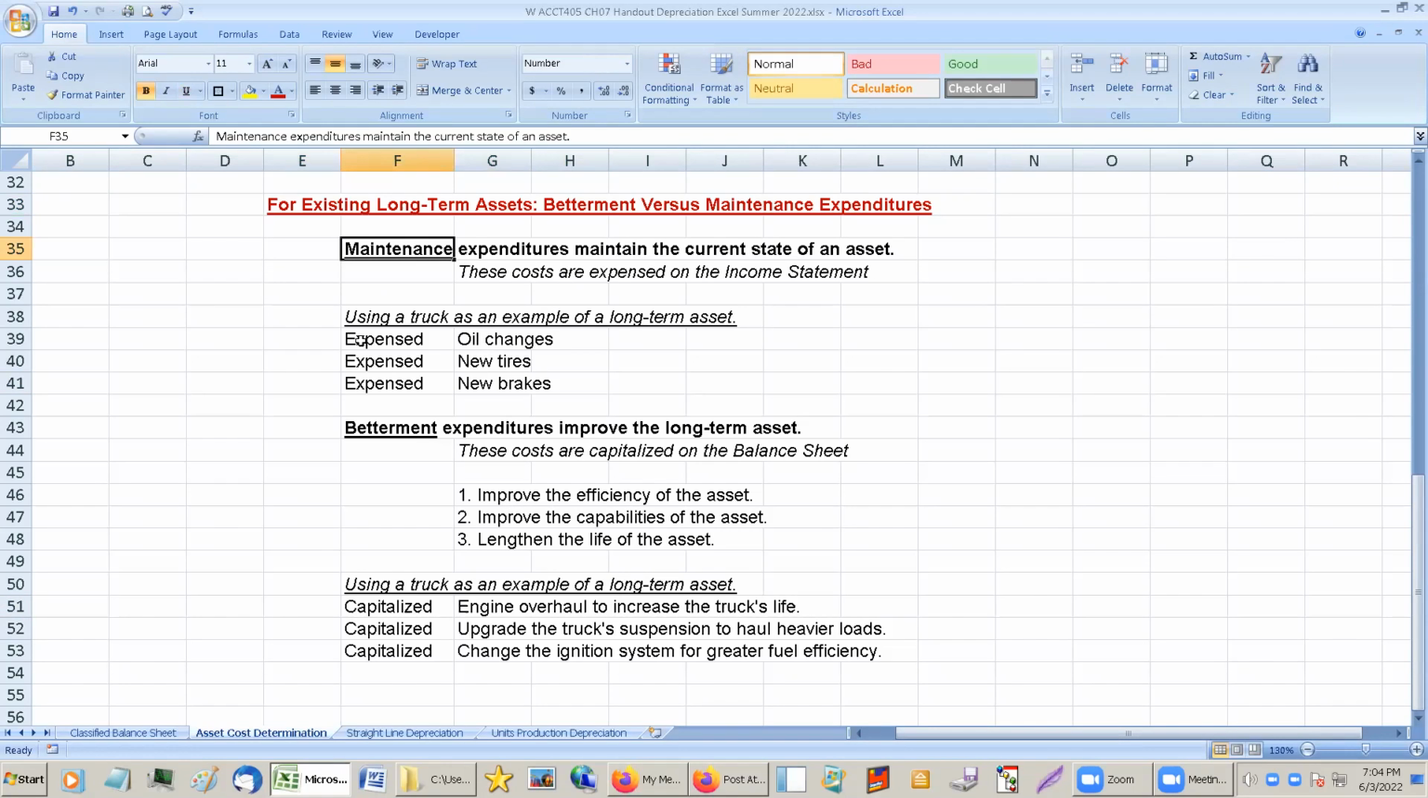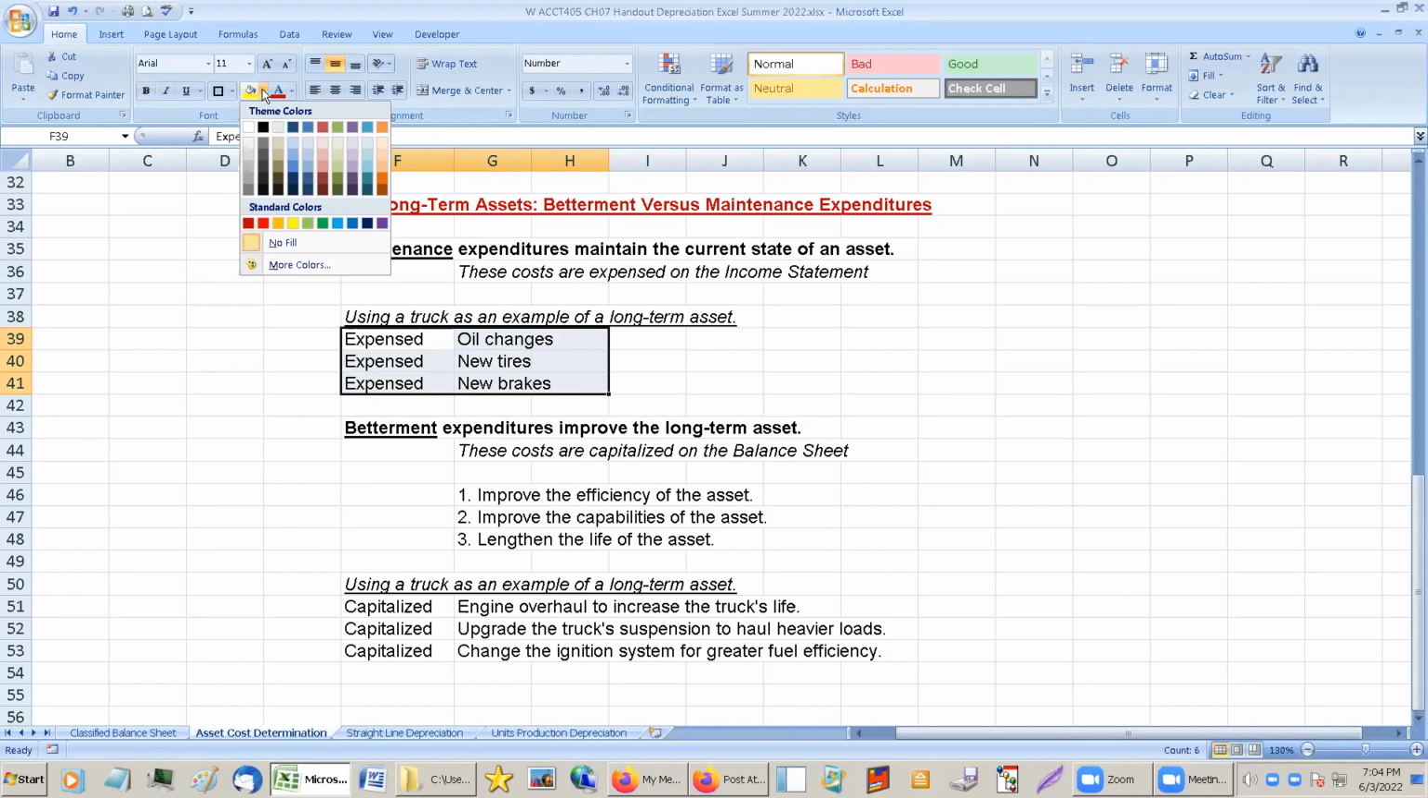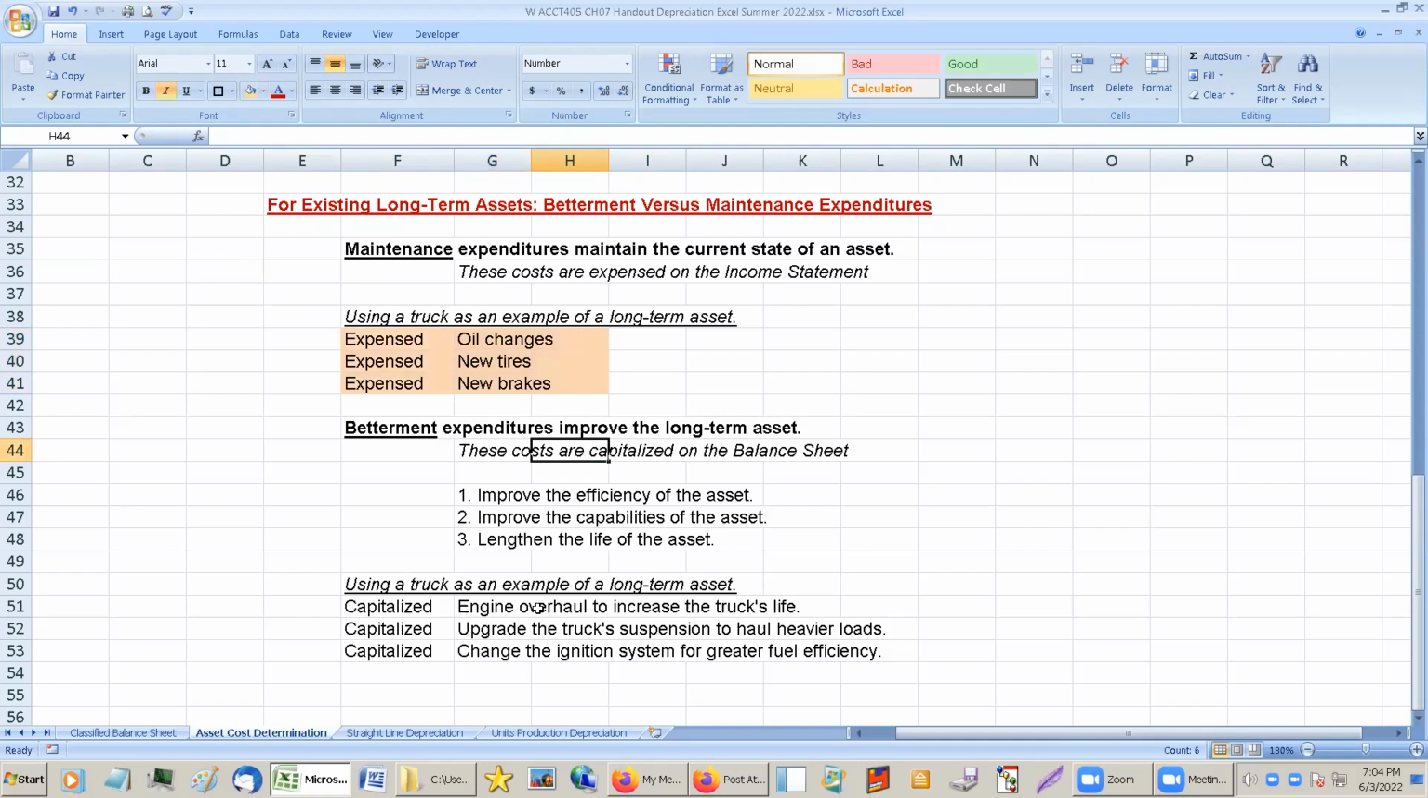So regular maintenance stuff, oil changes, new brakes, all that kind of stuff, those will be expensed. So oil changes, new tires, new brakes, those are just regular old maintenance things.